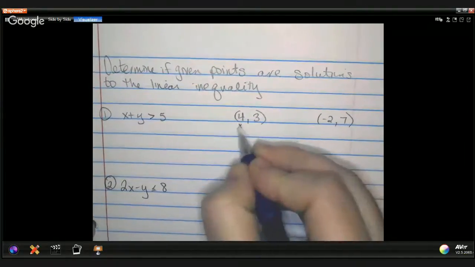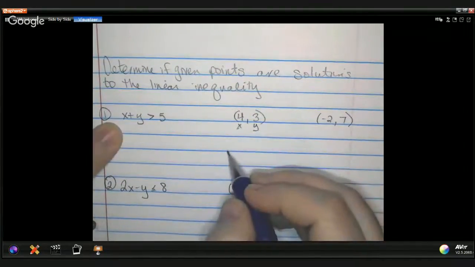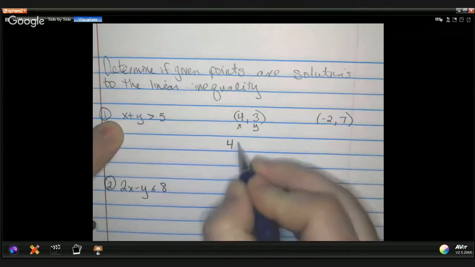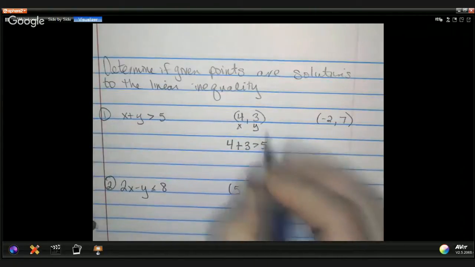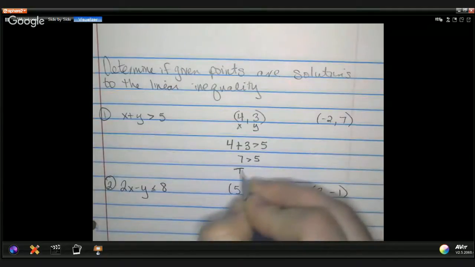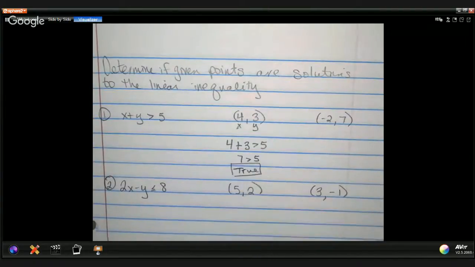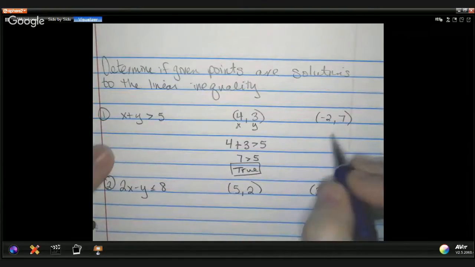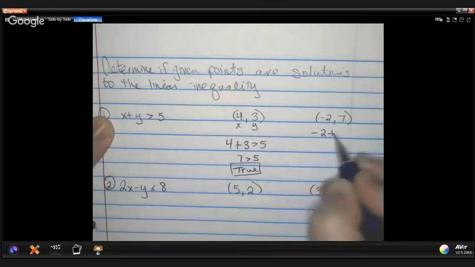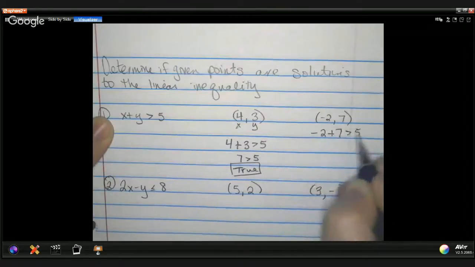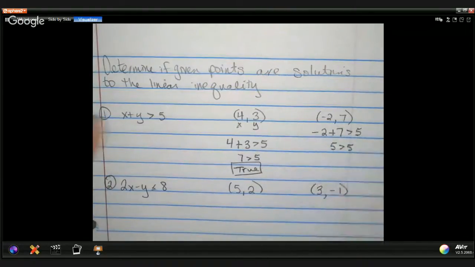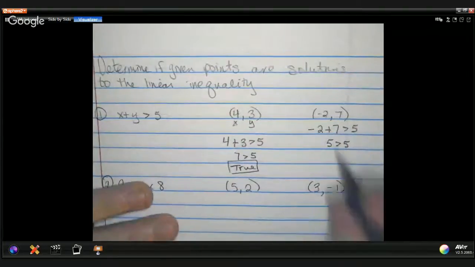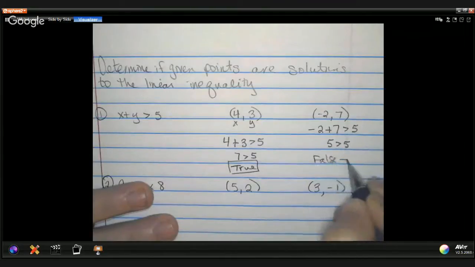So this is my x, this is my y. So I plug it in here. It'll be 4 plus 3 is greater than 5. 7 is greater than 5. So this is true, so that is a solution. So over here, negative 2 plus 7 is greater than 5. So 5. Now it looks like it should be true, but 5 is not greater than 5, it equals 5. So it would have to have a line underneath it. So since this is false, this is not a solution.